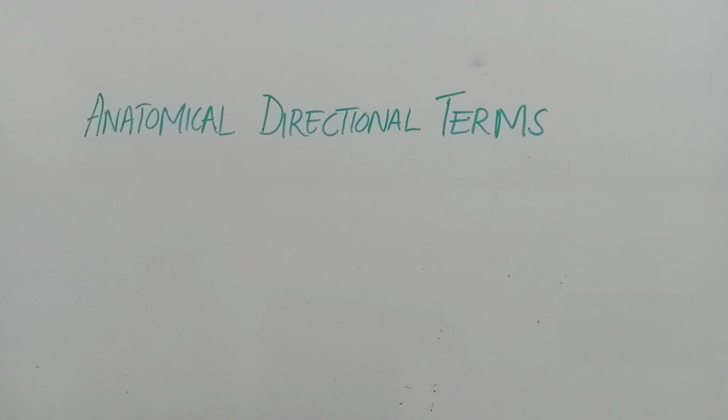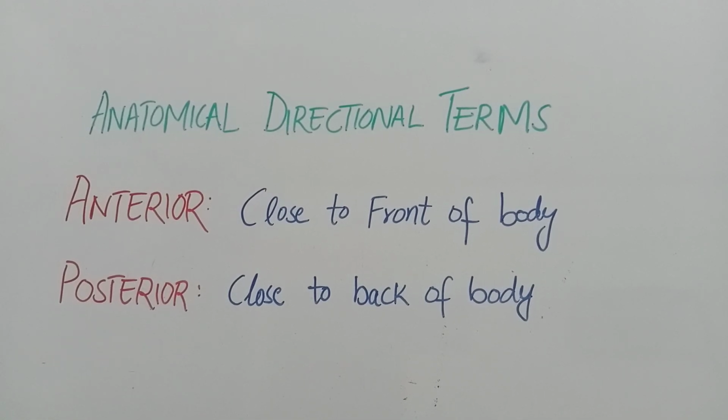First of all, we will discuss anterior and posterior. Anterior is used for close to the front of the body, like the sternum, the bone in between our rib cage. It is anterior to the heart or anterior to the vertebrae. Posterior is used for anything which is close to the back of the body. For example, the vertebrae are posterior to the sternum, or the vertebrae are posterior to the heart.